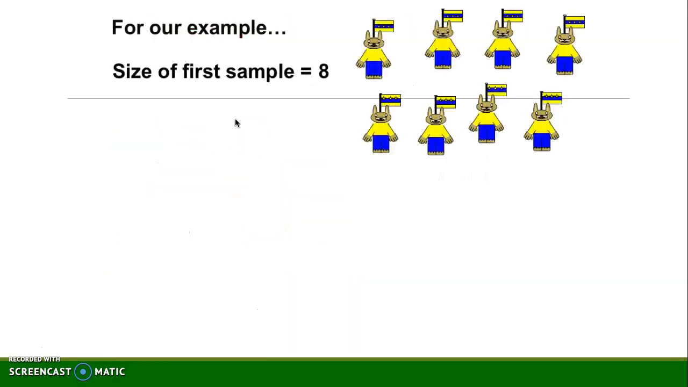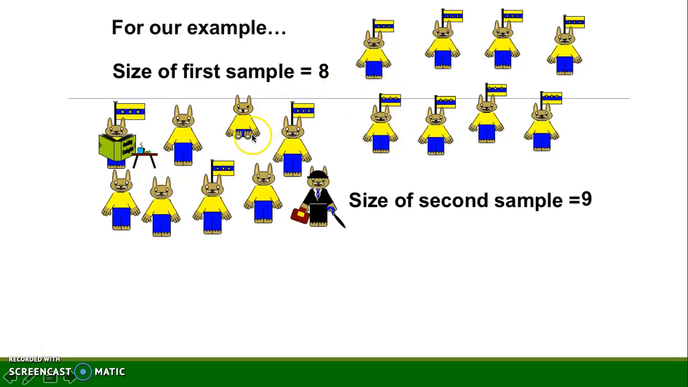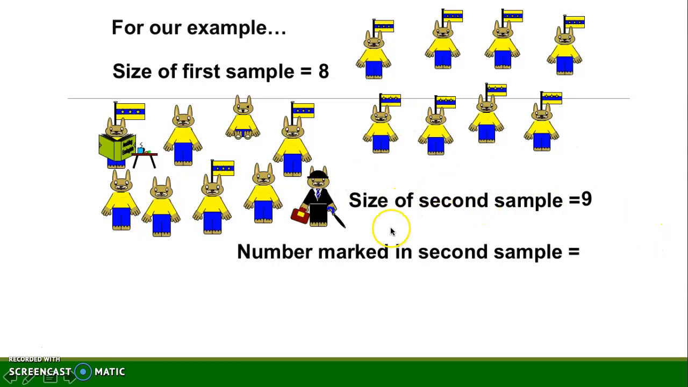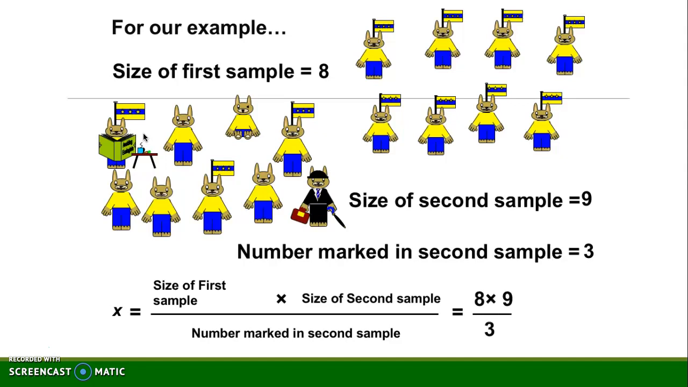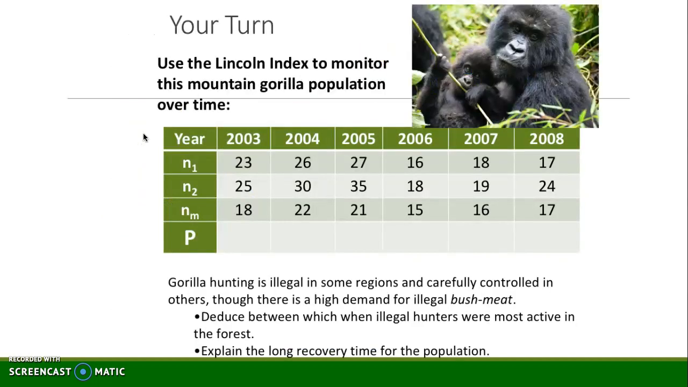So let's go back and look at our numbers. This was the first group that we captured. So there's 1, 2, 3, 4, 5, 6, 7, 8 individuals. This is the second group that we captured. So there's 1, 2, 3, 4, 5, 6, 7, 8, 9 individuals. And then we're looking at the number that were marked in the second sample. So we had 1, 2, 3, so only 3 with the flags. And now it's just some basic math. So we do 8 times 9, and then we divide by 3, which is going to give us 24. So our estimate of the total population in this area is 24 of these organisms.